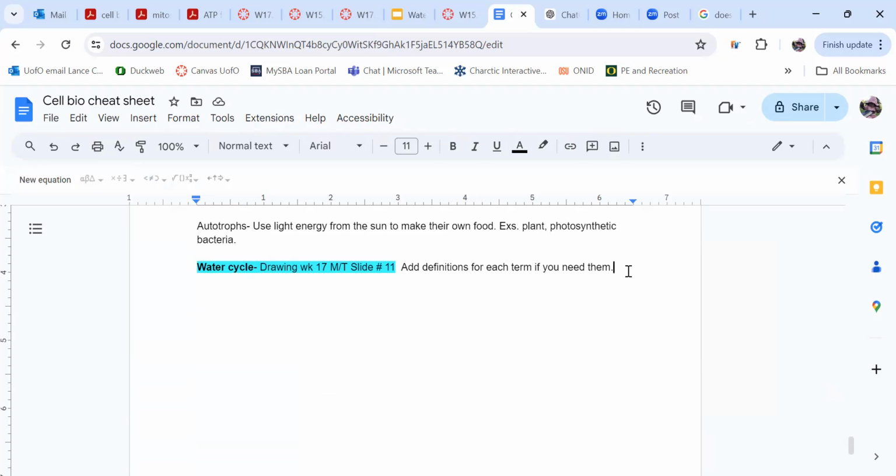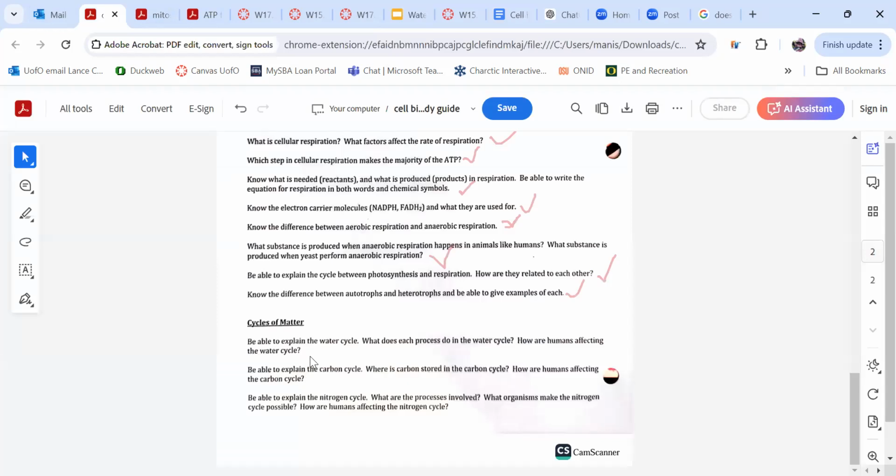And then you can condense as you like. All right. And what else do we need for the water cycle? Be able to explain the water cycle.